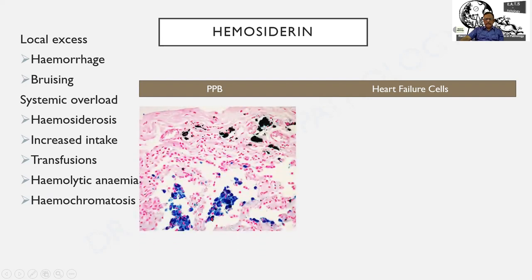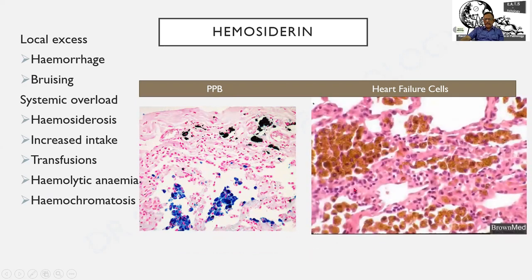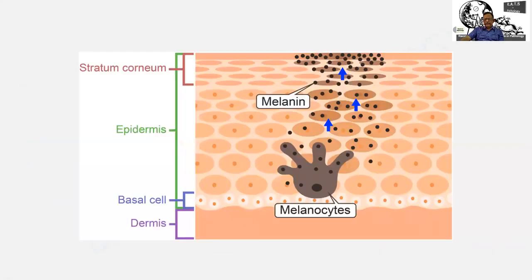And look at this one. This is actually a slide of the lung which is having this brown pigmentation because of hemosiderin. And there is a blue color because the stain that is used is Perls' Prussian blue. And this is again a picture of the lung where the patient has been having heart failure cells. So he has been having a left heart failure, and because of that there is a brownish pigmentation.